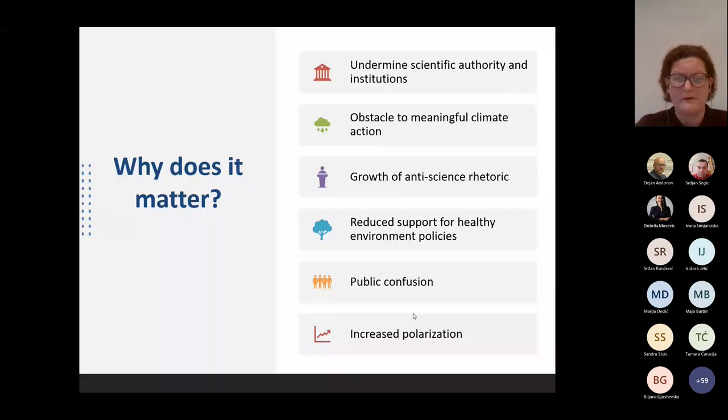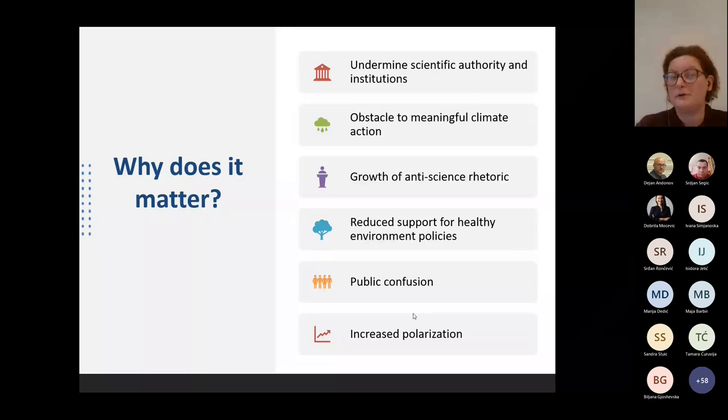We have seen with the pandemic, for example, that people were not inclined to believe the scientific authority, were not inclined to believe state institutions, were not inclined to believe politicians. Of course, it matters because it is an obstacle to meaningful climate action. We know that by spreading climate disinformation, of course, we get passive.